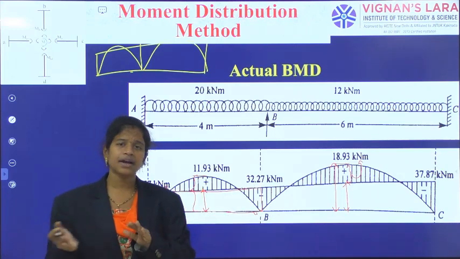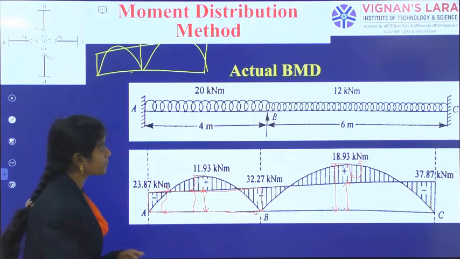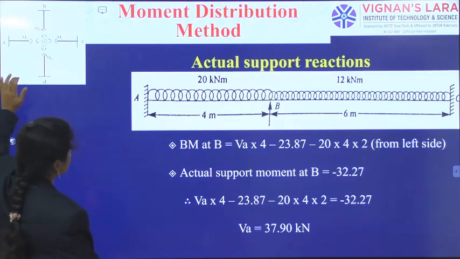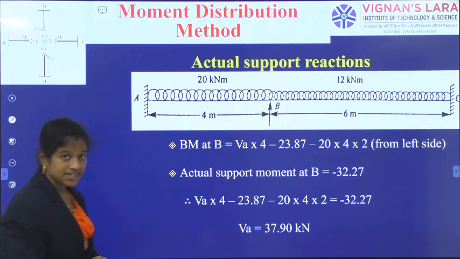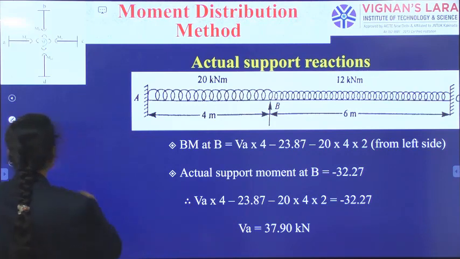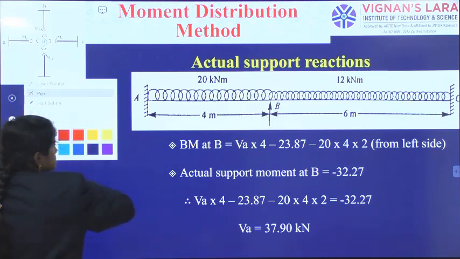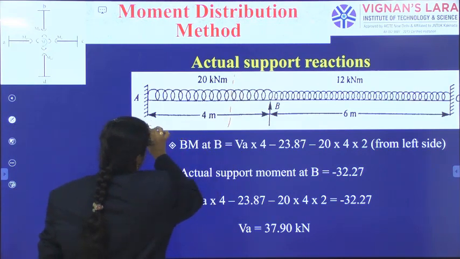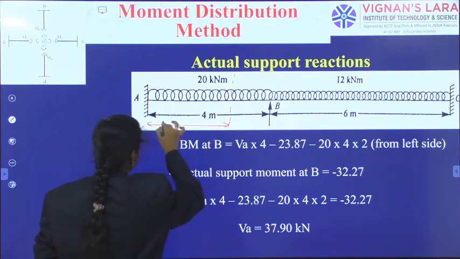Like the same conditions we are going for the next. So we are going for the next calculation, that is actual support reaction calculation. So firstly I am considering a section at a distance x in the first span, again measured from A.